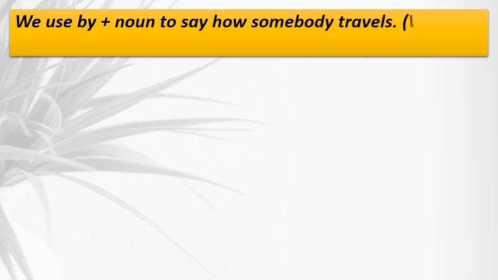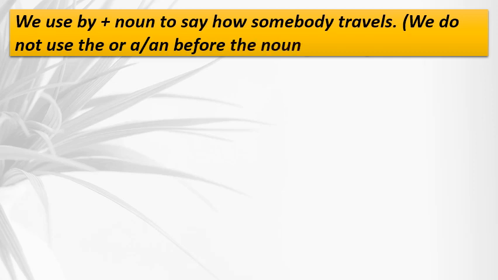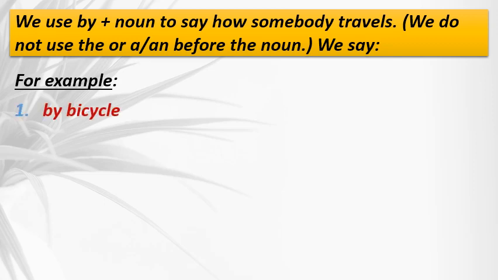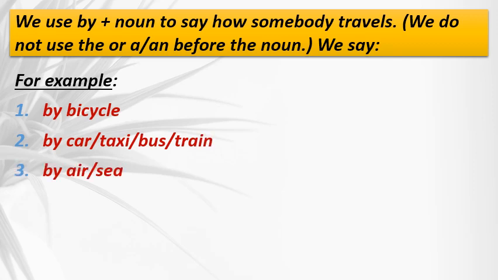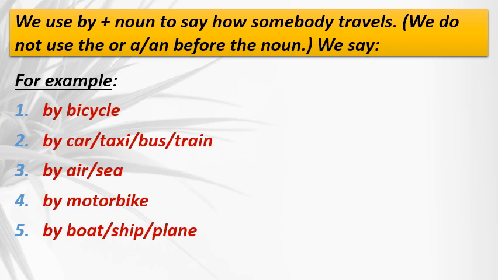Rule number 19 is: we use by plus noun to say how somebody travels. We don't use the, a or an before the noun. We say, for example, number 1, by bicycle; number 2, by car, taxi, bus or train; number 3, by air or sea; number 4, by motorbike; number 5, by boat, ship or plane.